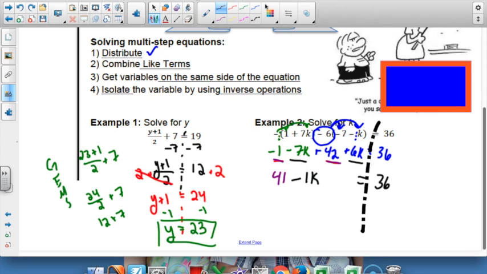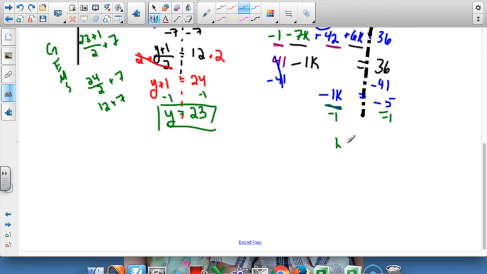So I'm going to start by subtracting that 41. It is a +41, so to get rid of it, I'm going to subtract. 41 minus 41 is 0, so that's now gone, and I'm just left with this -1k. 36 minus 41 is going to be -5? Yes, -5. And now I can divide by this -1 to get rid of it. And -5 divided by -1 is +5. I'm running out of room here. So I get k equals +5.